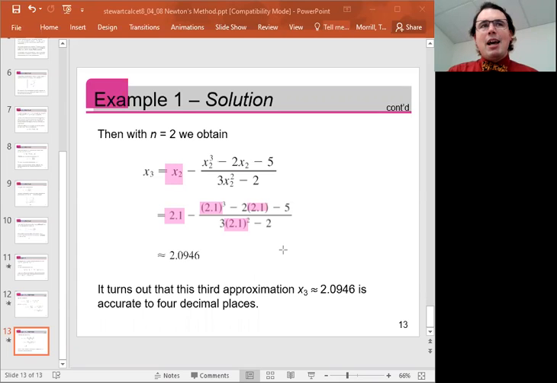That gets me my third guess, which is about 2.0946. Again, using a calculator is a very useful thing here. And this approximation is actually correct to 4 decimal places. So this demonstration is showing a very good use of Newton's method.